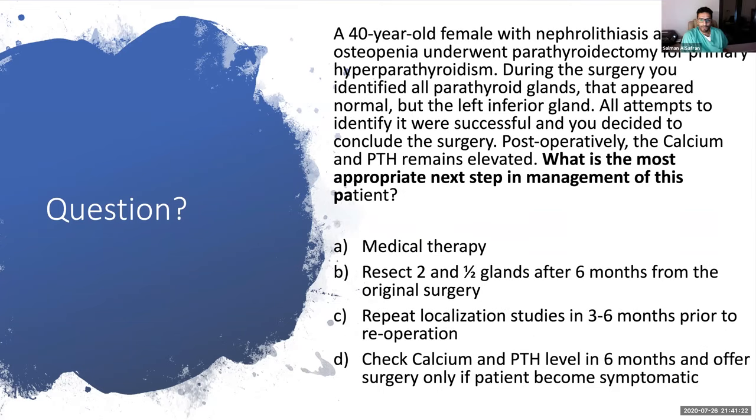Okay, a 40 years old female with nephrolithiasis and osteopenia underwent parathyroidectomy for primary hyperparathyroidism. During the surgery, you identified all parathyroid glands that appeared normal, but the left inferior gland.